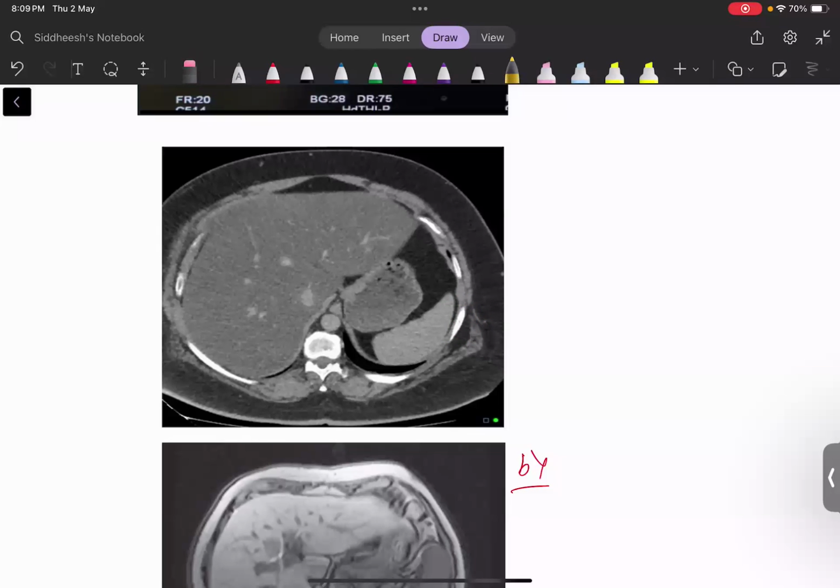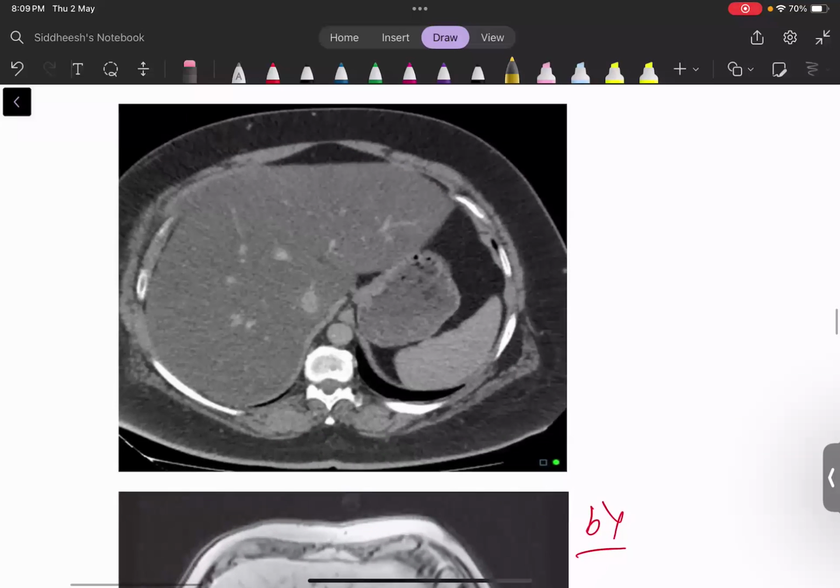It is again very simple. Look at the outer image. This is your fat. In CT, fat will be more black. If CT, this is your abdomen fat. Fine. Fat is dark in color.